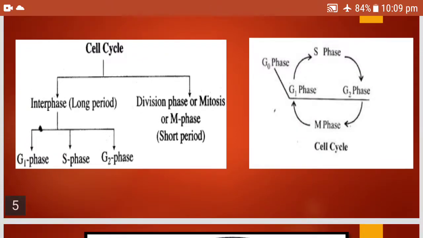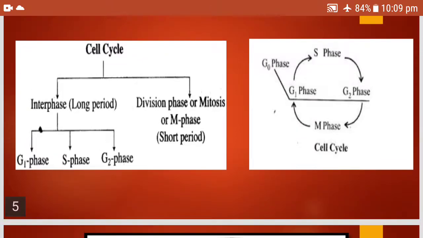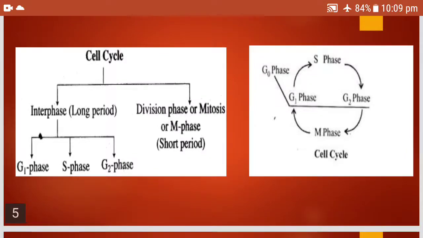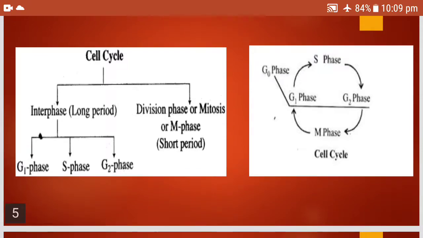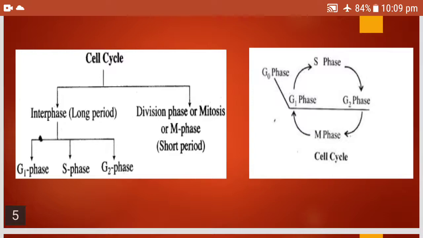Now the G1 phase, S phase and G2 phase come under the interphase, which is a long period, actually the resting period. Whereas the division phase, or mitosis, is the M phase, and it is a short phase. As you can see here, it is continuous. After mitosis, two daughter cells are produced. They will continue with the G1 phase, S phase, G2 phase and M phase.